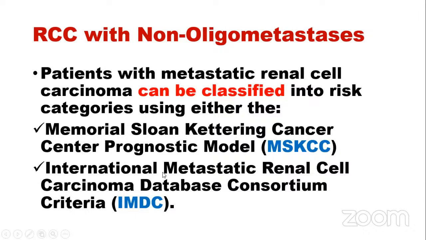So these two models and criteria are actually used to classify metastatic RCC. Patients with metastatic renal cell carcinoma can be classified into risk categories using these two classifications: the Memorial Sloan Kettering Cancer Center prognostic models, and the International Metastatic Renal Cell Carcinoma Database Consortium criteria.